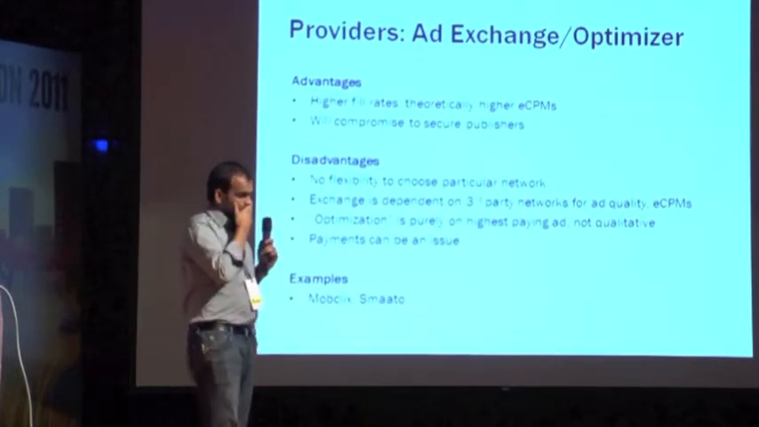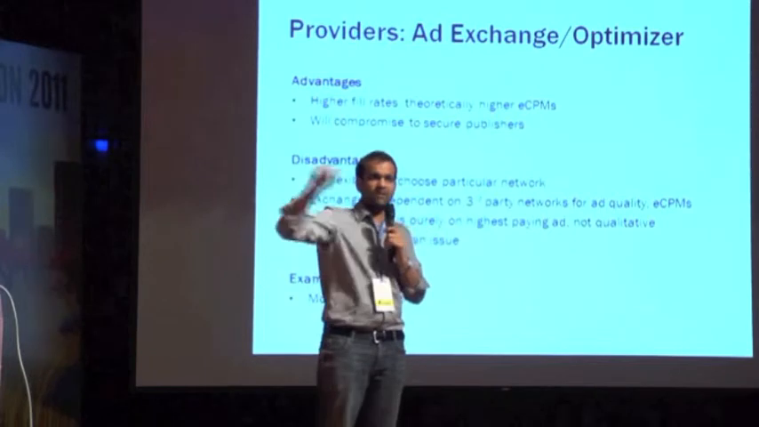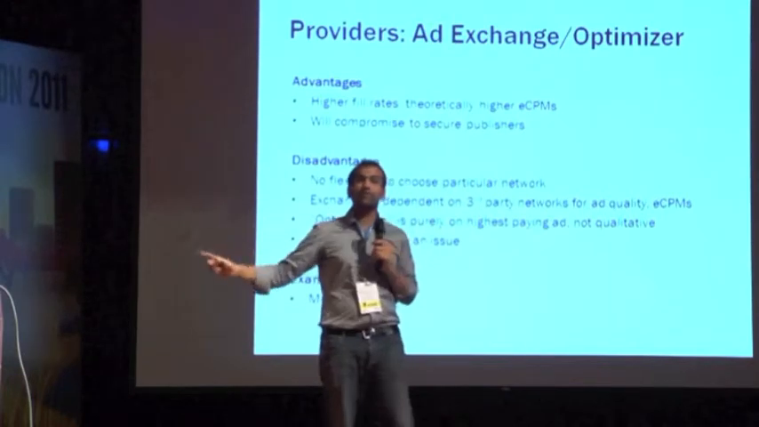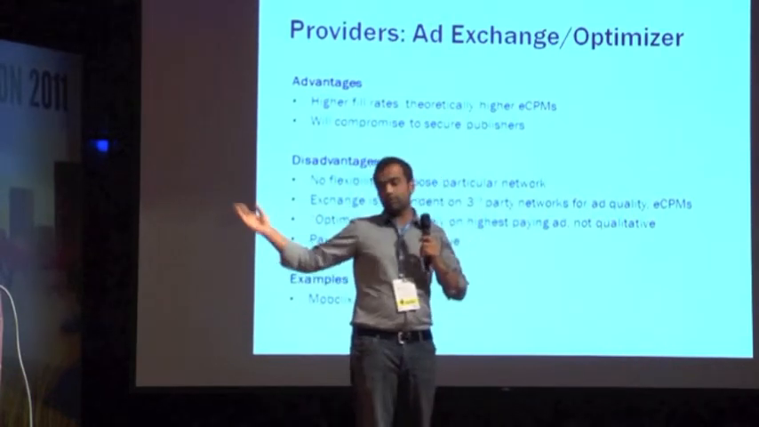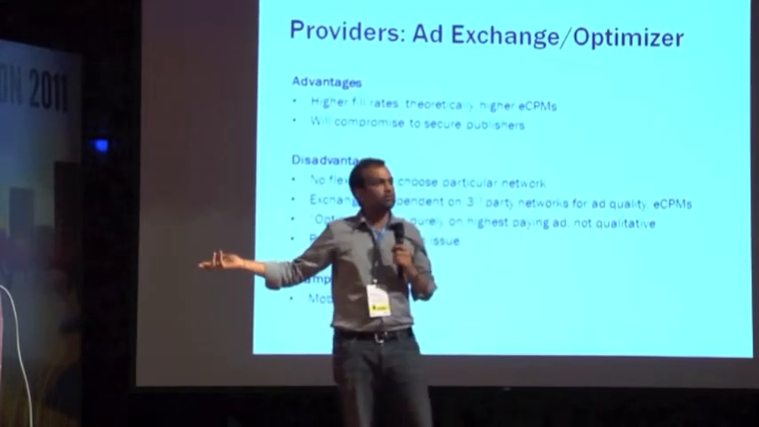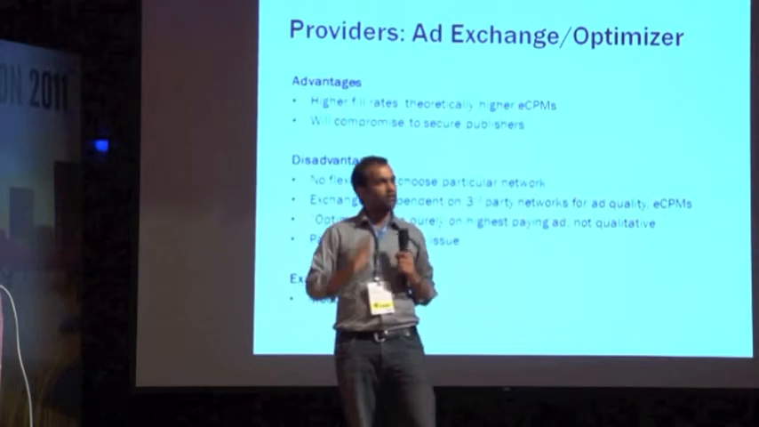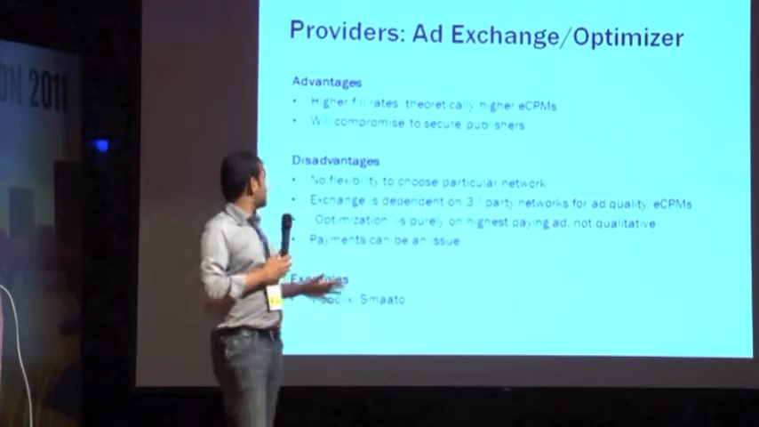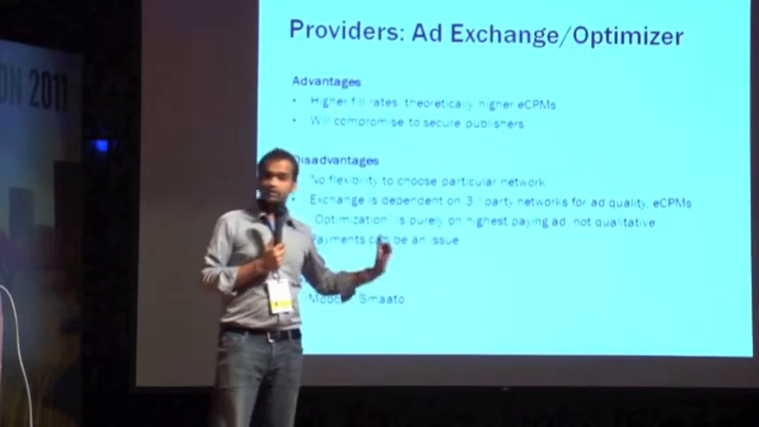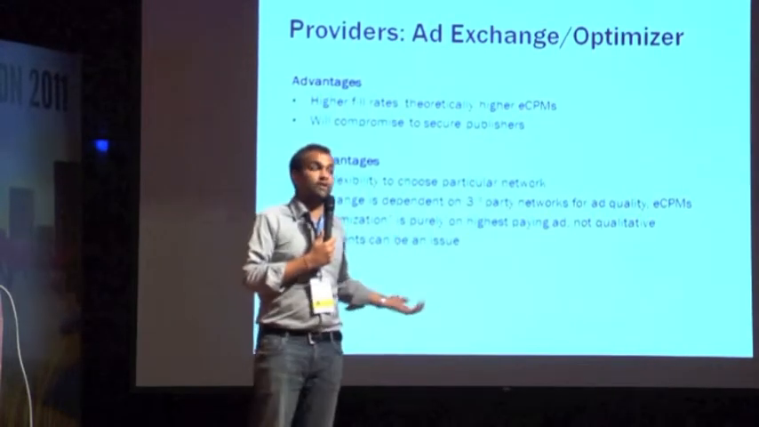Now the disadvantages. In this case, the broker in the middle has relationships with other ad networks, not directly with advertisers. So they are dependent on third-party ad networks for filling all the advertising. For example, if InMobi or AdMob, hypothetically, go down one day, what does this person in the middle do? They're dependent on third parties for filling the ads, serving the ads, all of that. So no direct relationship with advertisers. The optimization is not quantitative, it's purely on who's paying the highest, not contextual. It could be the highest paying ad, but people might not click on it.